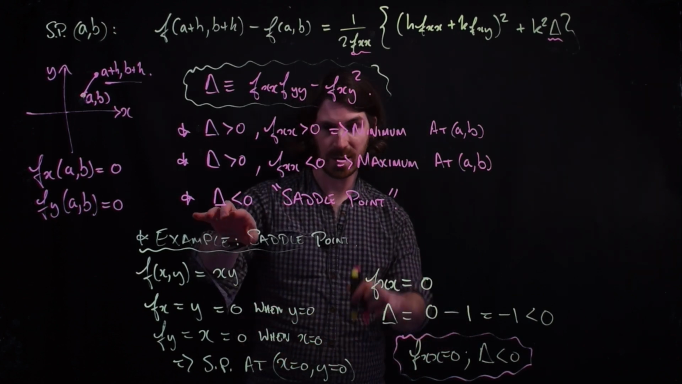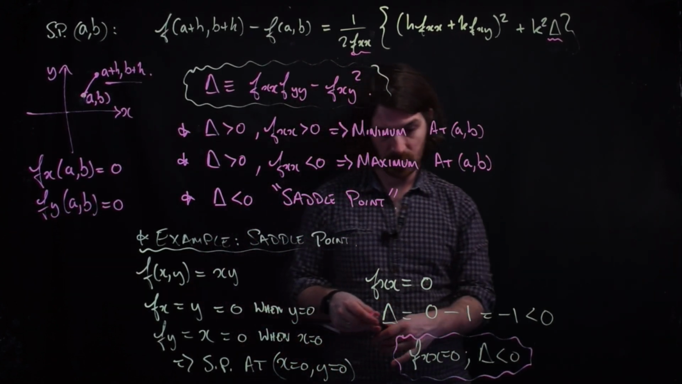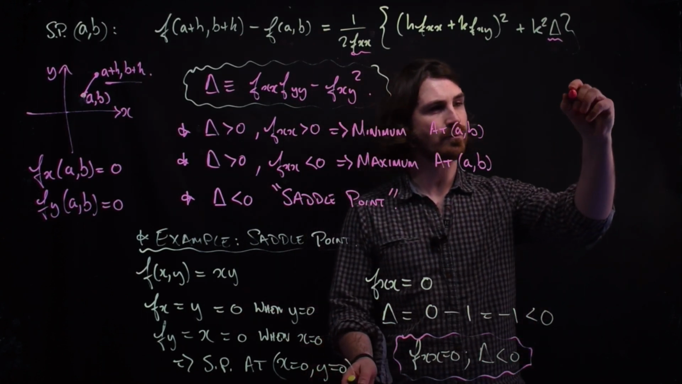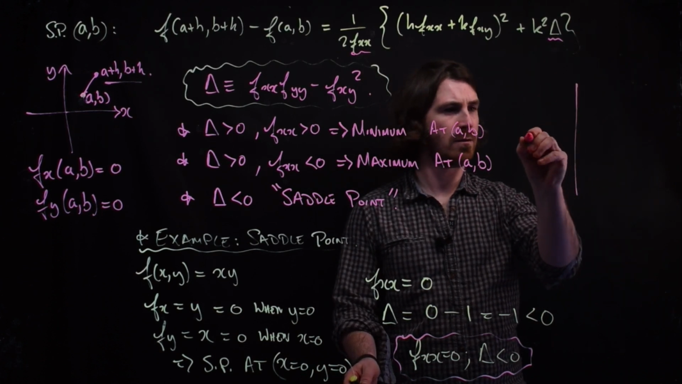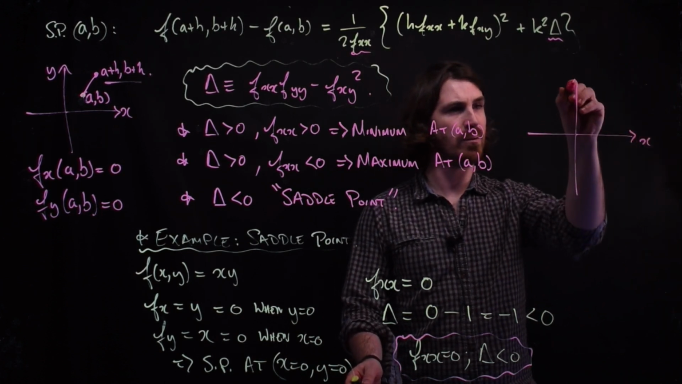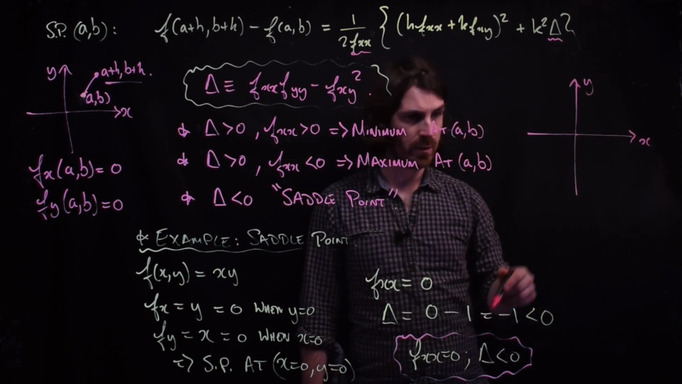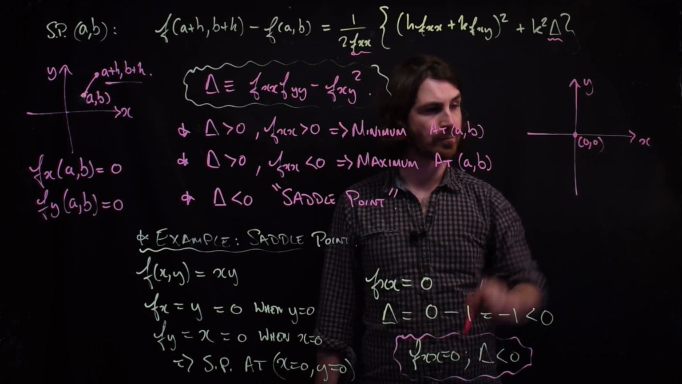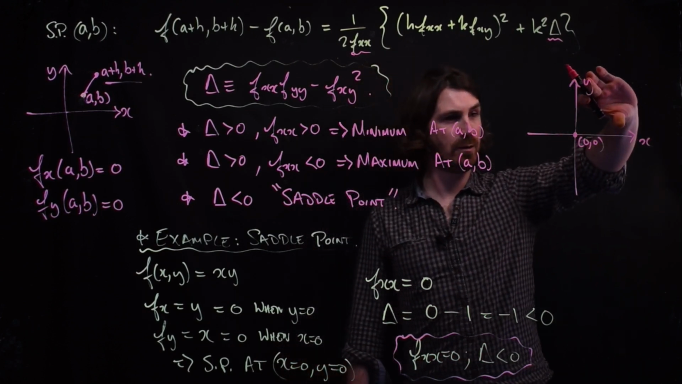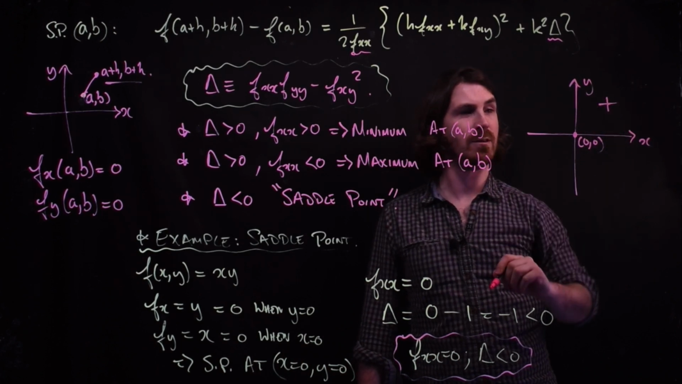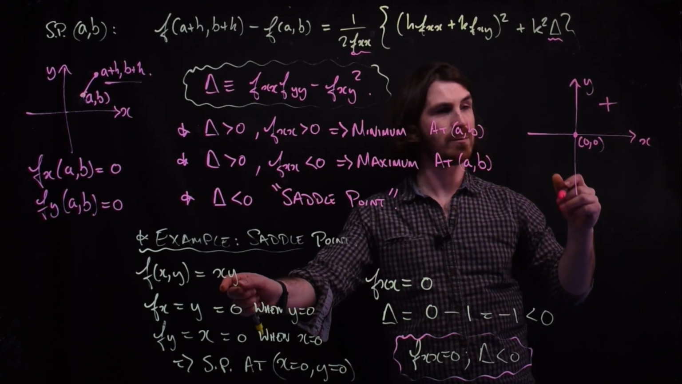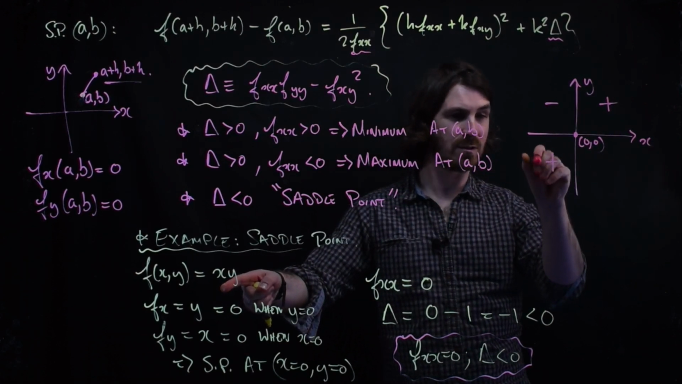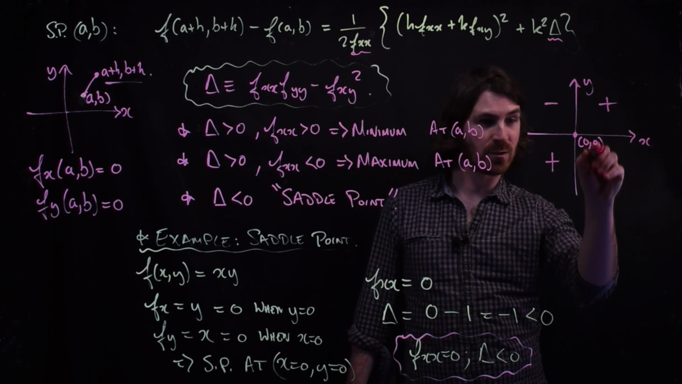Okay, so this is a saddle point. If we think about what this function looks like, does that make sense? So here is the xy plane, and our stationary point is at the origin, 0, 0. When x and y are both positive, then the function is positive, x times y is positive. In this quadrant, it's negative. In this quadrant, it's positive, because it's minus x times minus y. And in this quadrant, it's negative.